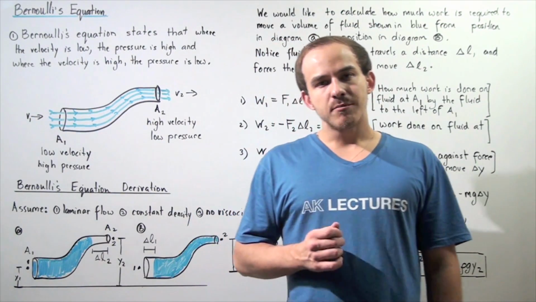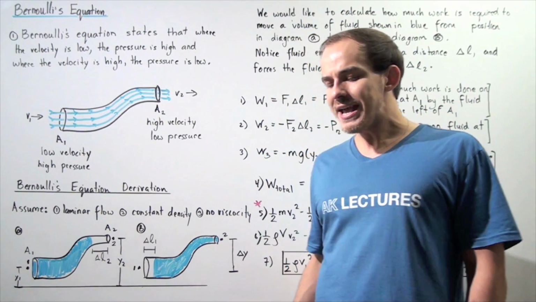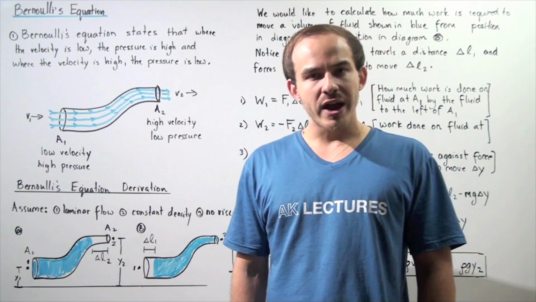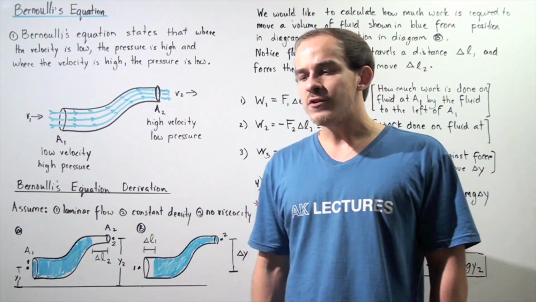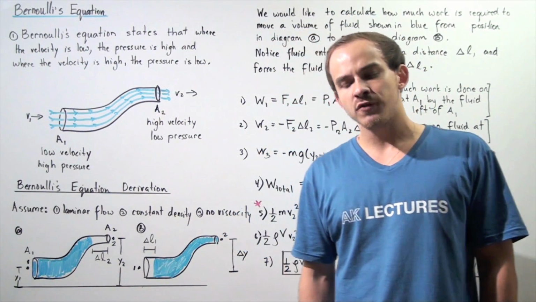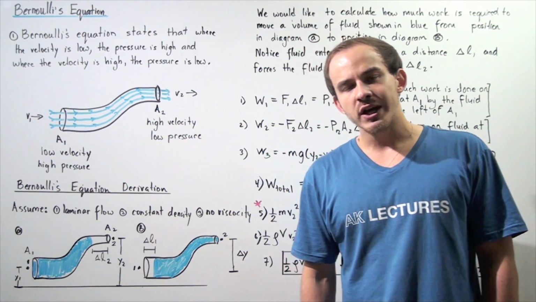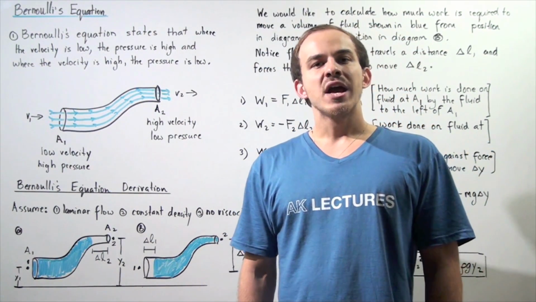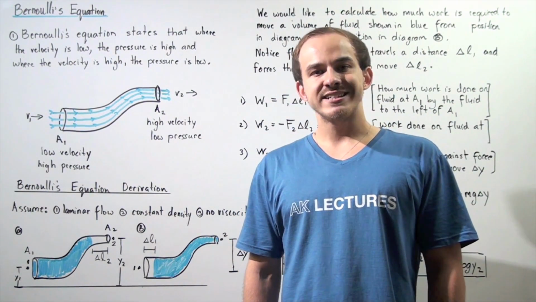In fluid dynamics, there exists an important relationship, an important equation known as Bernoulli's equation. And Bernoulli's equation basically states that when we're talking about a moving fluid, where the velocity is low in that fluid, the pressure is high. And where the velocity is high within that fluid, the pressure is low.